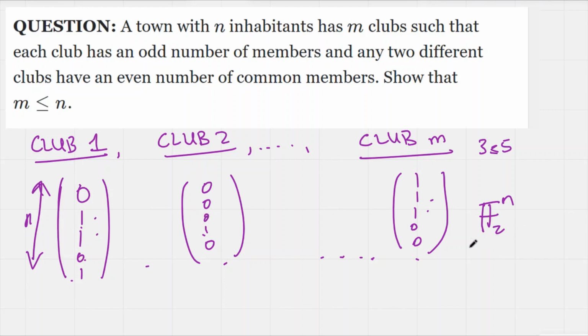F2 to the n. So firstly, what is F2 to the n? Well, it's a set of column vectors with n entries where each entry is either 0 or 1.